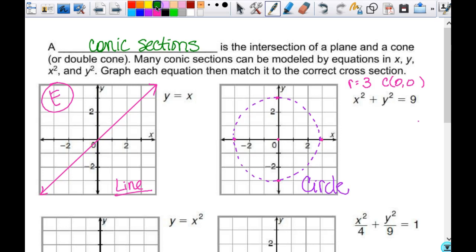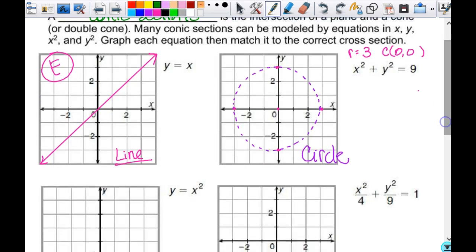So we're going to go over here and we're going to solve this for y. So I'm going to subtract x squared from both sides. So y squared equals 9 minus x squared. Then to get y, I'm going to take the square root of 9 minus x squared. So now go to your calculator and make sure you have cleared the RAM. That is so important because we changed some settings and I want them changed back before you type things in.